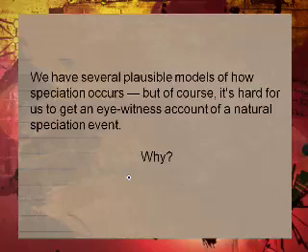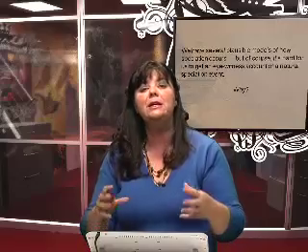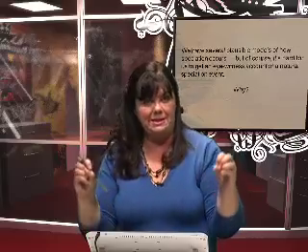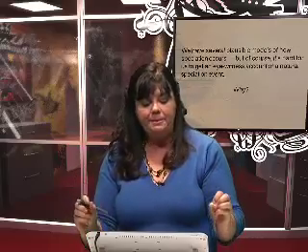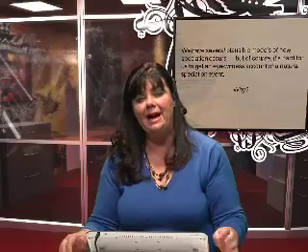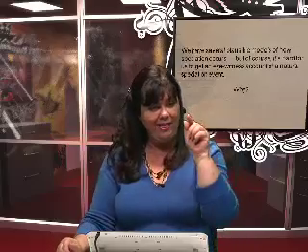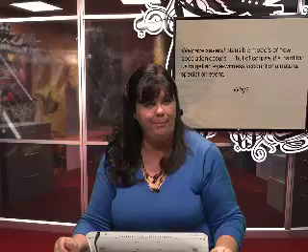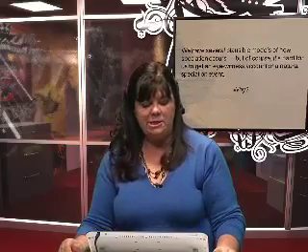And so we have several plausible methods of how speciation occurs. We know that we've discussed only allopatry in our lessons, but we know that there are different models that exist for accounting for speciation, and we know that there are different mechanisms put in place to keep those species separate. But it's very hard for us to actually get an eyewitness account and say, right, that is speciation happening.